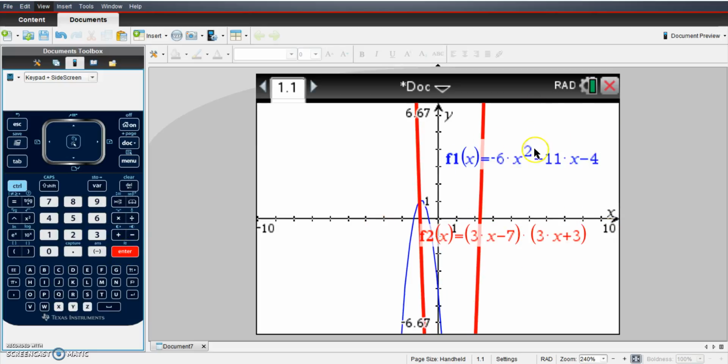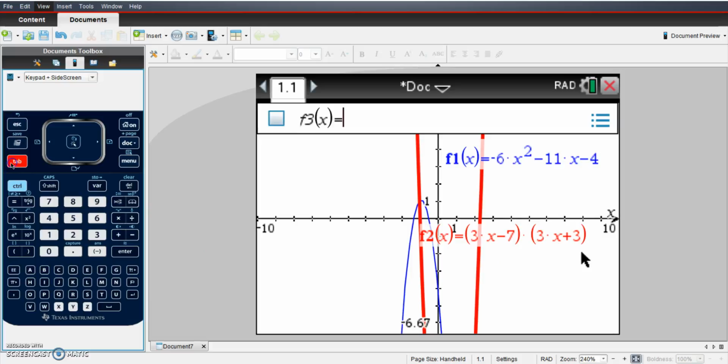Oh, and as you can see, it does not line up as well. It's going in a completely different direction, opening up way too wide. So this is not our factored form that we're looking for. So let's just do that last one.